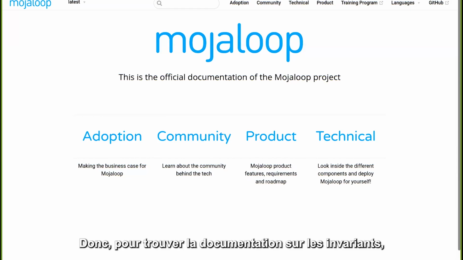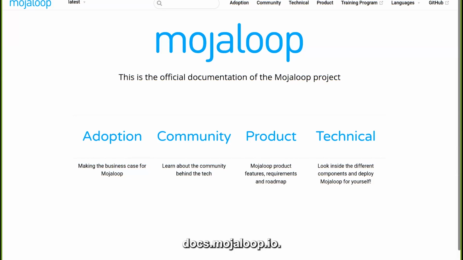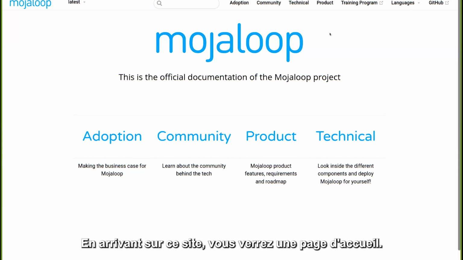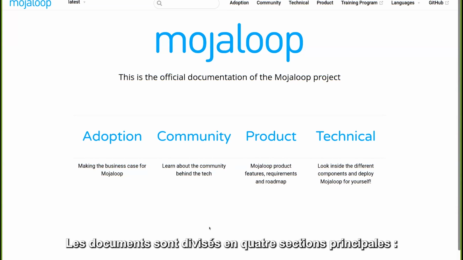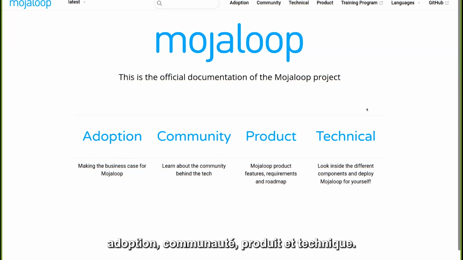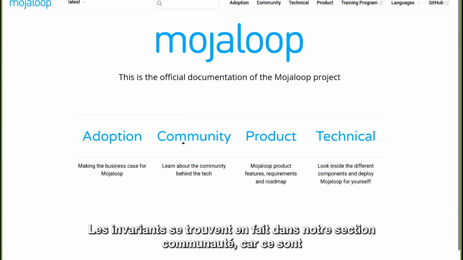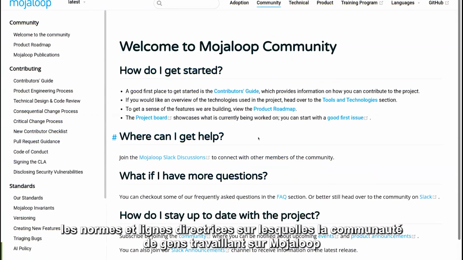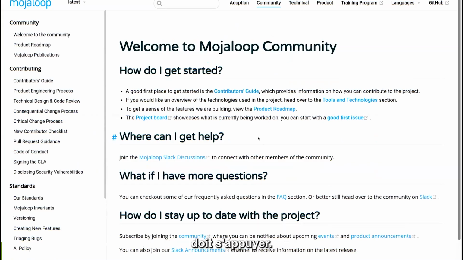So the way to find the documentation on the invariants is to visit our wonderful documentation website at docs.mojaloop.io. When you arrive at that site, you'll be presented with a landing page. So our documents are broken up into 4 main sections: adoption, community, product, and technical. The invariants actually live in our community section because they're standards, guidelines for the community of people who work on MojaLoop to be guided by.